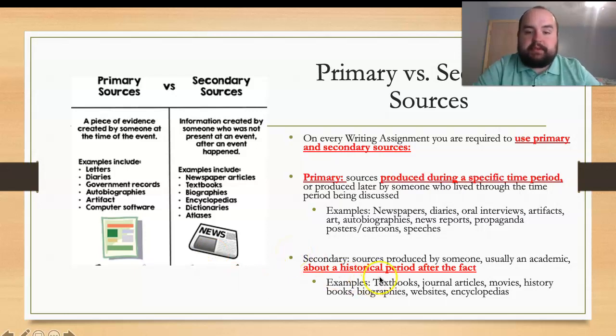Few key examples. Your textbook would definitely count as a secondary source. It has primary sources in it, and I definitely encourage you to take advantage of those. But the textbook itself, if you just cite something from the chapter, that's a secondary source. Academic journal articles, which you should be able to find online in the AB Tech library, would also count as a secondary source. Most movies are secondary sources. Your average history book is a secondary source. Biographies are a secondary source, along with most websites and encyclopedias you're going to find. So again, just anything that was produced by someone after the fact.